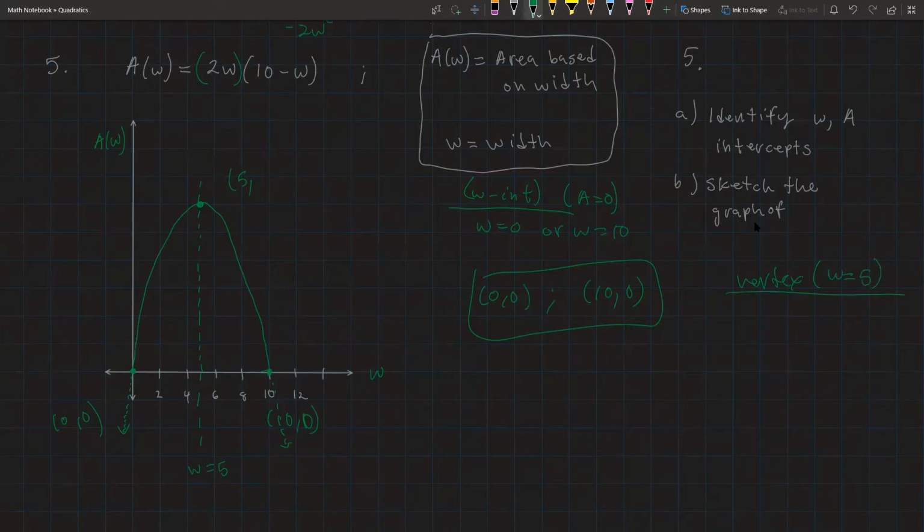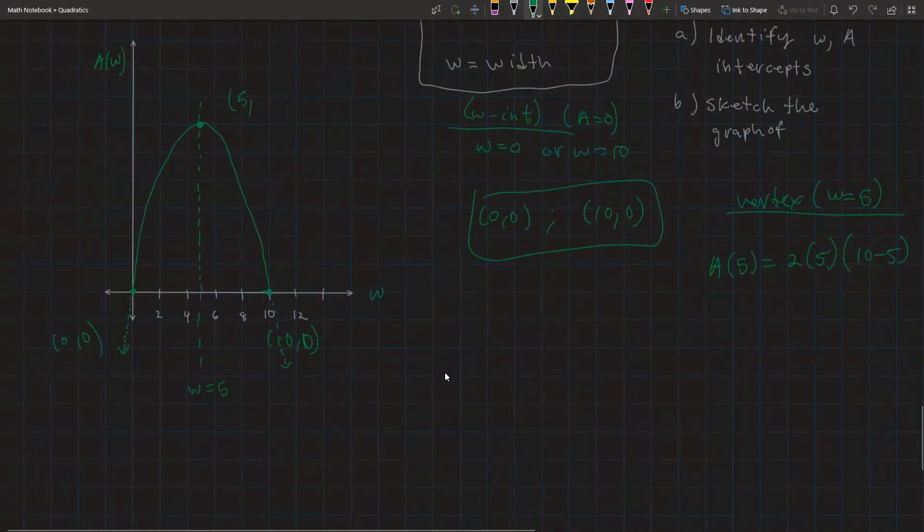So we're going to say that area when W equals 5 is 2 times 5 times 10 minus 5. We plug that into the factored form that was given to us. We didn't have to factor it. So then this is 10 times 5, which means the area when the width is 5 is 50. So we have 5 comma 50. Notice how this point, 5 comma 50, can be represented here too. 5 comma 50. And done.